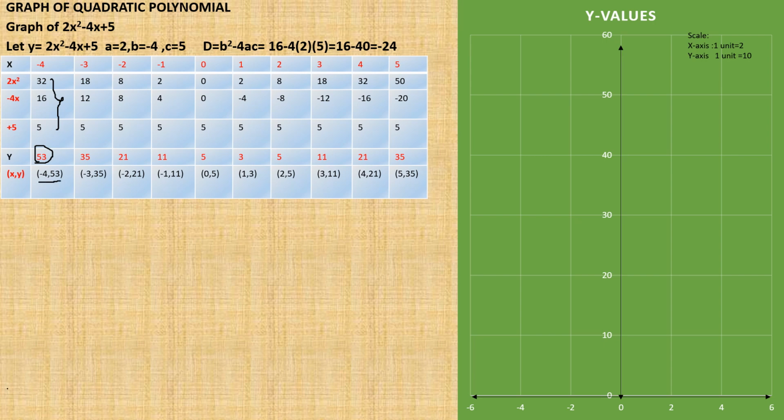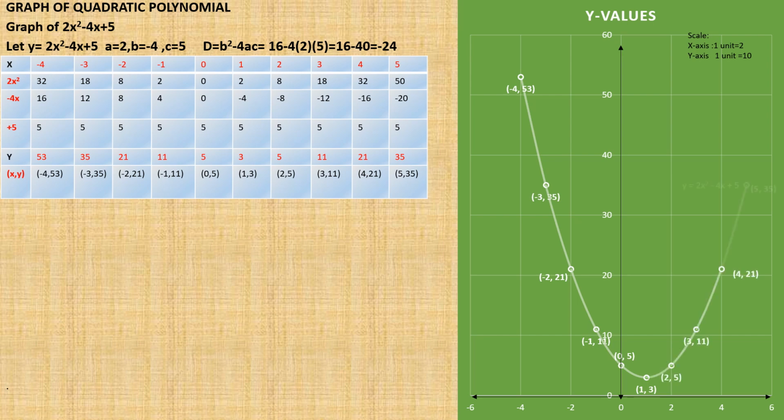We will write the ordered pair. Similarly, I can do for all the values. Remember, you can go with 4 on the left hand side and 5 on the right hand side so that you can get the graph. So I will take the x-axis and y-axis. Here on the x-axis I have taken 2 and on the y-axis I have taken 10 units. Now the first point is minus 4 comma 53 and the second one minus 3 comma 35. Next minus 2 comma 21, minus 1 comma 11 and 0 comma 5, 1 comma 3, next 2 comma 5, 3 comma 11, 4 comma 21, 5 comma 35.